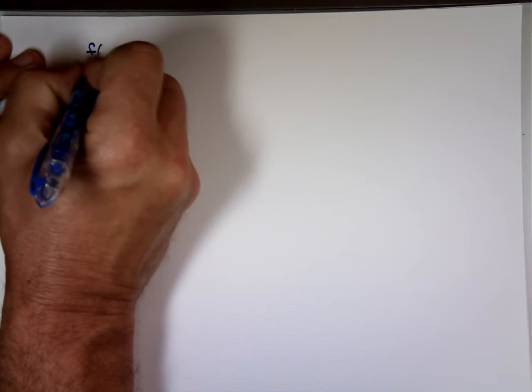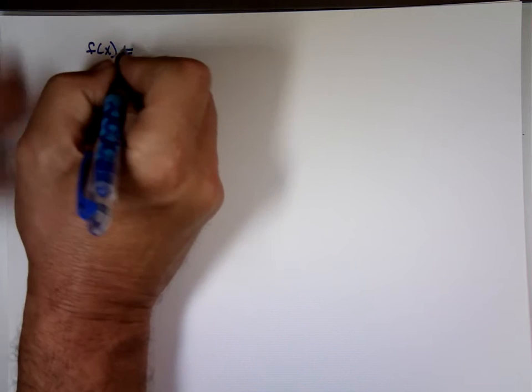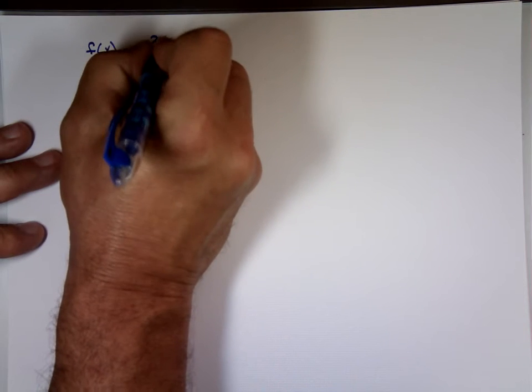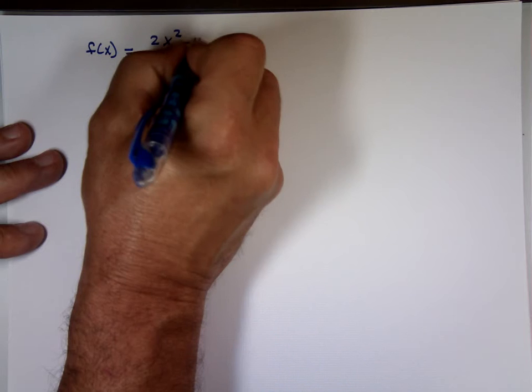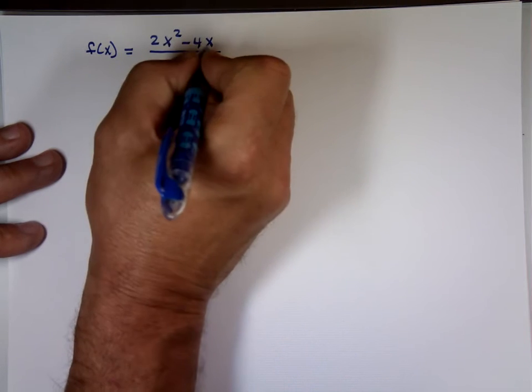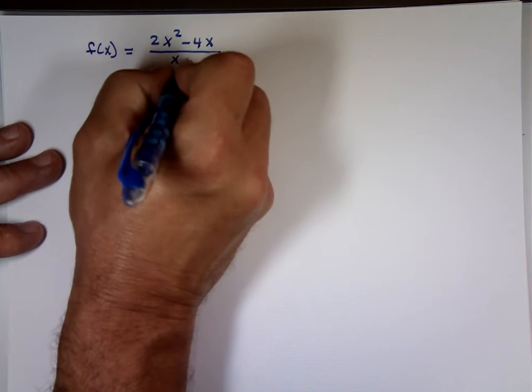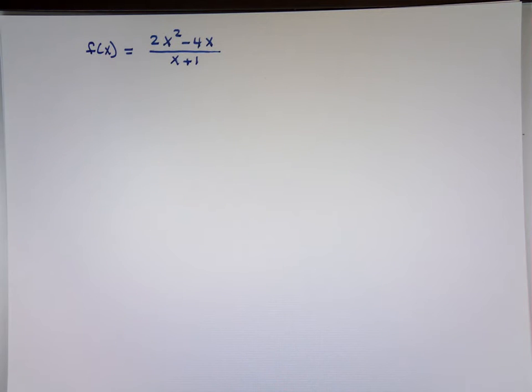So here's the problem. f of x equals 2x squared minus 4x over x plus 1. This section, each problem is actually the lengthiest type of problem you'll see. You can spend half an hour on a problem sometimes.